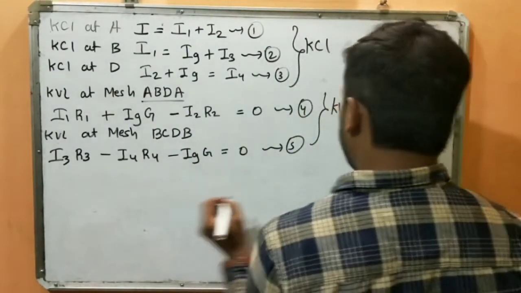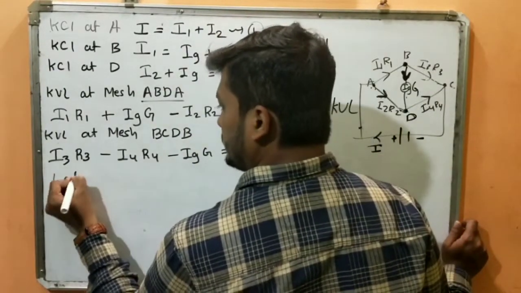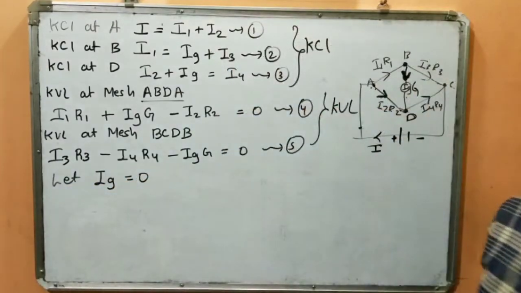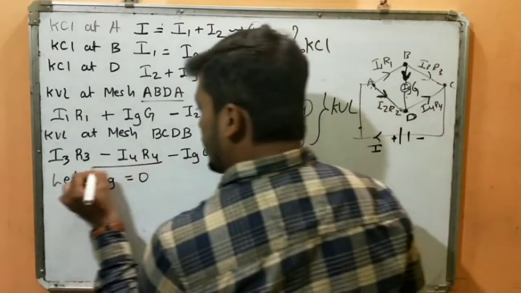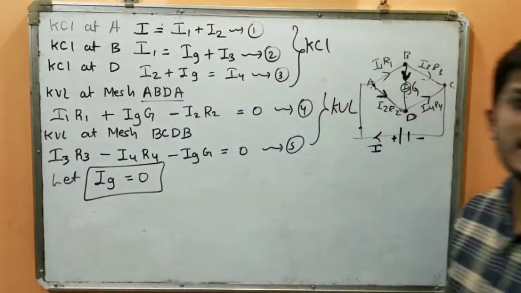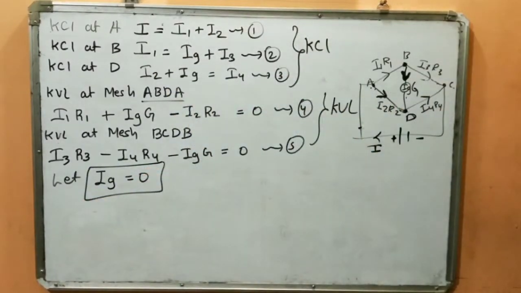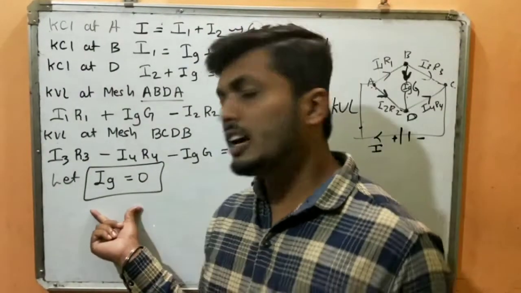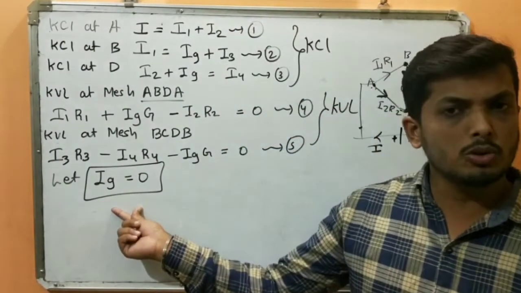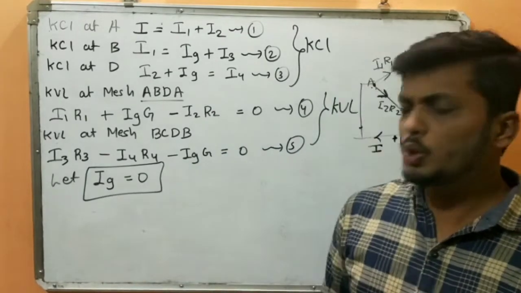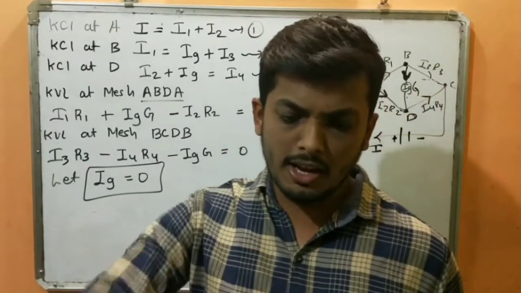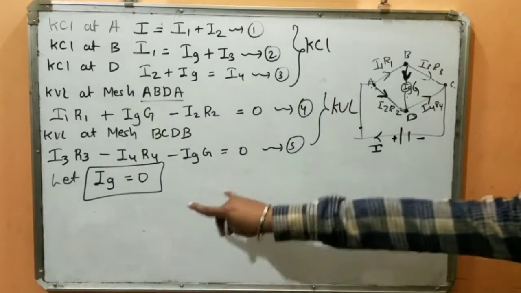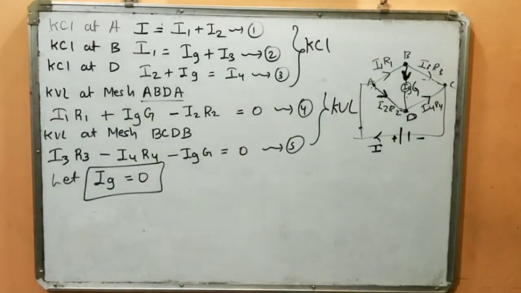So we will let IG, the current through the galvanometer, be 0. This condition is very important because it will determine the balancing condition of the galvanometer. We assume the current through the galvanometer is 0. This is a theoretical assumption, but once you do the practical, we have to take care that the reading in the galvanometer points towards 0. So we will consider the current through the galvanometer to be 0.